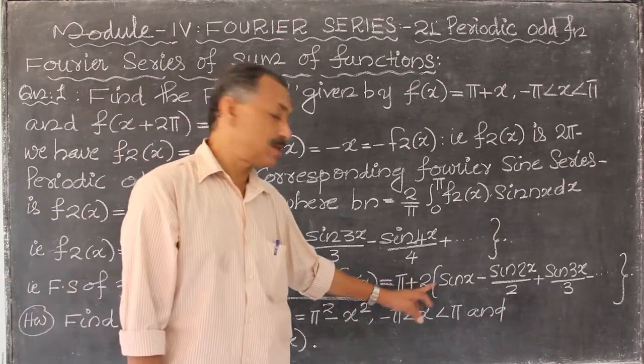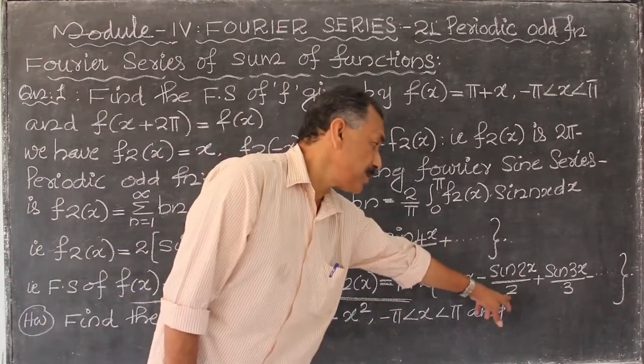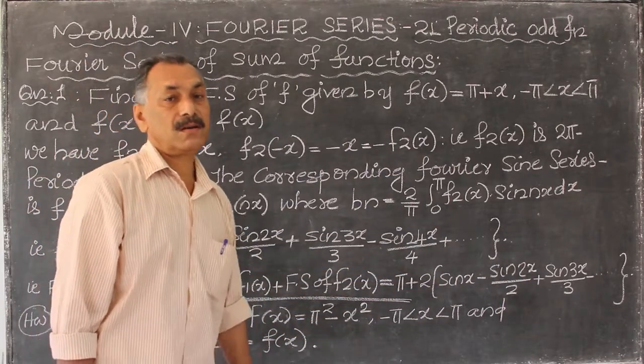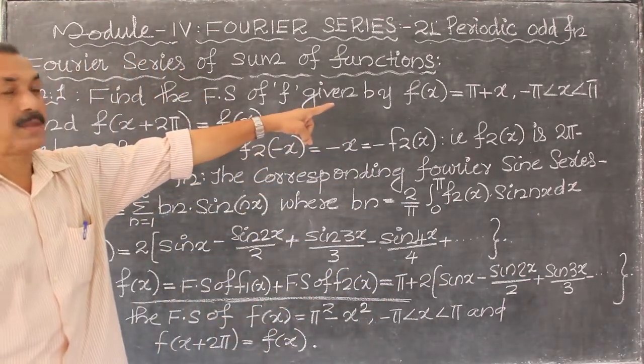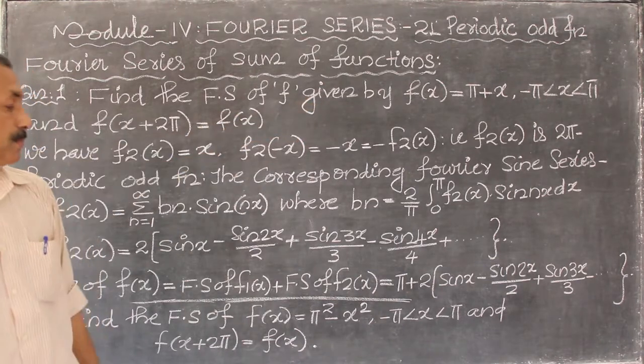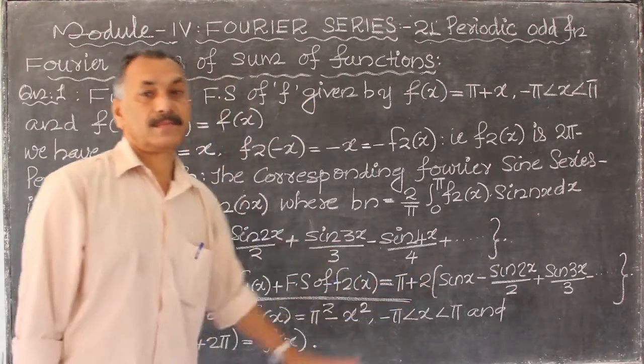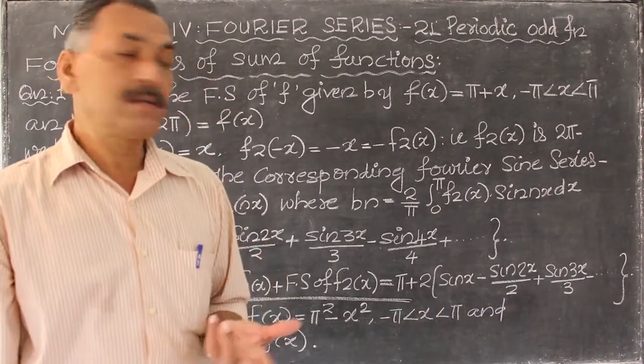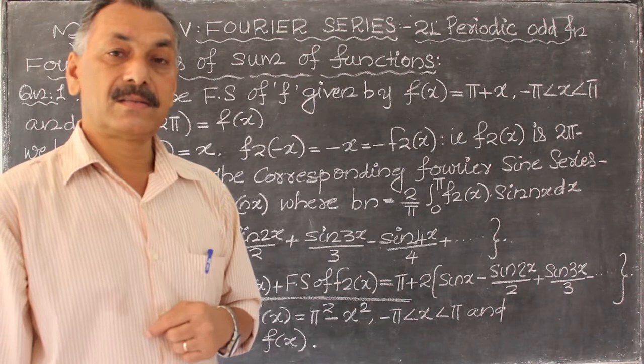Then the Fourier series of f1 is equal to π, plus the Fourier series of f2. The Fourier series of f2 is equal to 2 into sin x minus sin 2x by 2 plus sin 3x by 3 minus etc. Or the Fourier series of this problem f(x) is equal to π plus x is equal to this. ഇനി f1(x), f2(x) അങ്ങനെ എടുക്കാതെ തന്നെ you can complete the problem directly.